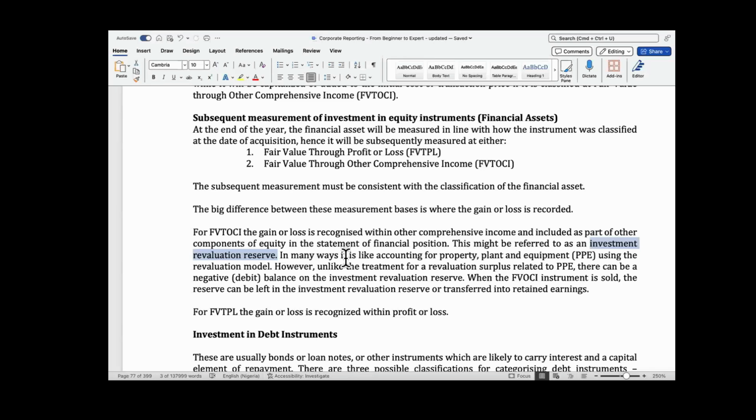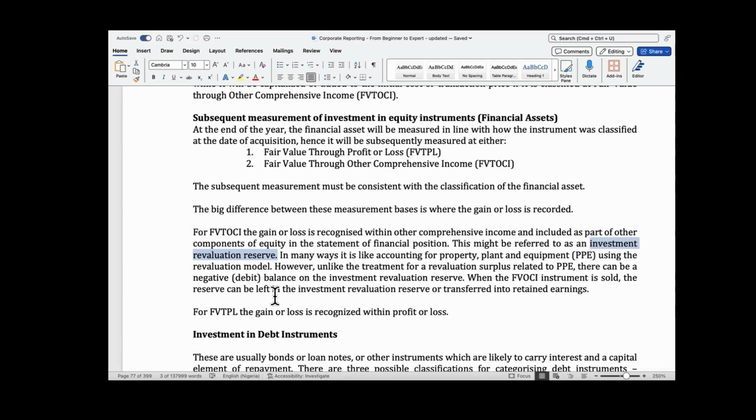But it could be a loss too. It goes to OCI. It all goes to OCI. So the big difference for this one, when you are measuring at fair value to OCI, you have a gain, it goes to OCI. When you have a loss, it remains in OCI. So you can become negative in OCI, unlike revaluation surplus, that when it becomes negative, it goes to POL. So it's different in that respect.